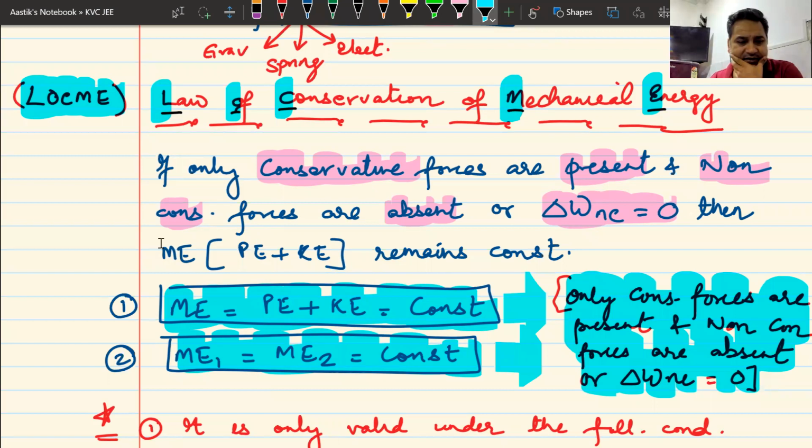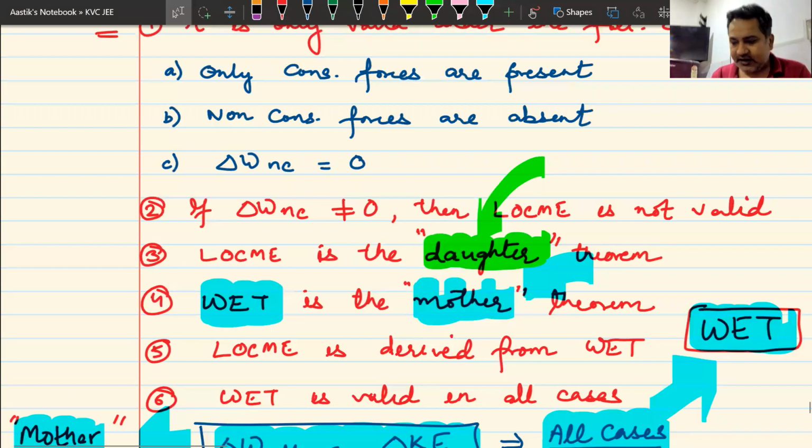I think in the other class you are having, gravitation has already started, and you must be using this law of conservation of mechanical energy in gravitation.